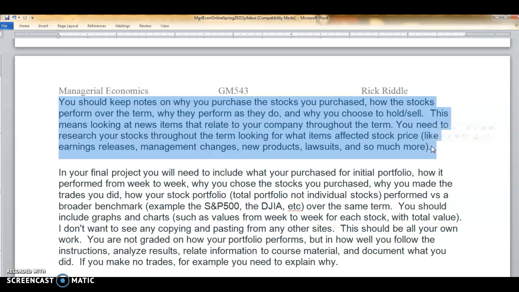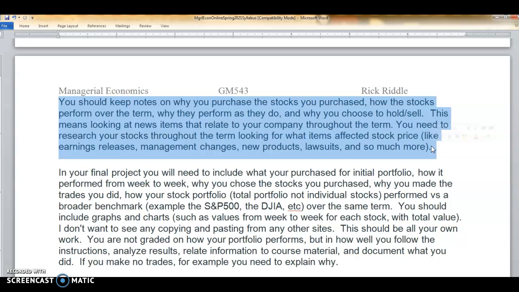If you make trades, you basically sell stocks, and then you need to reinvest that money within a few days afterwards. So again, you're not keeping more than that $1,000 worth of cash on hand. In your final project, you're going to need to compare how your companies and your portfolio performed from week to week.